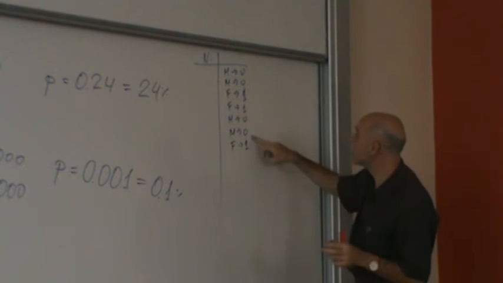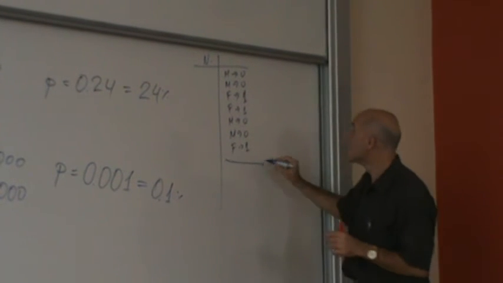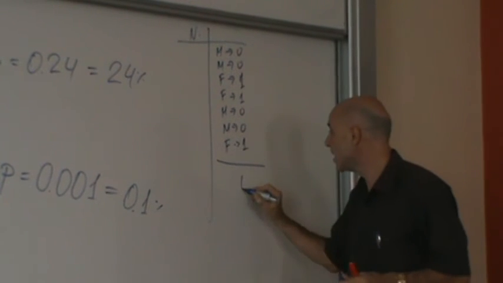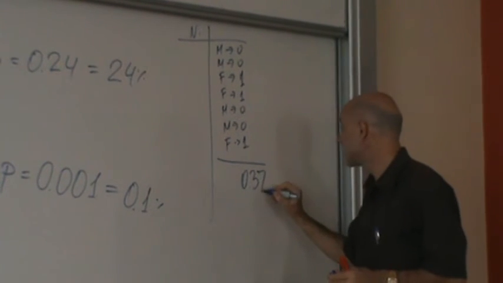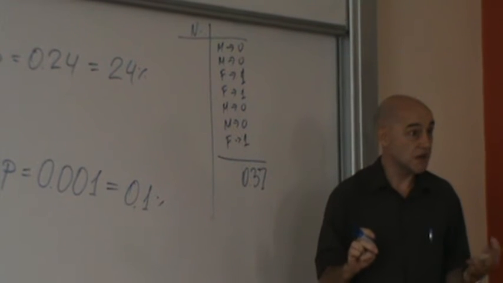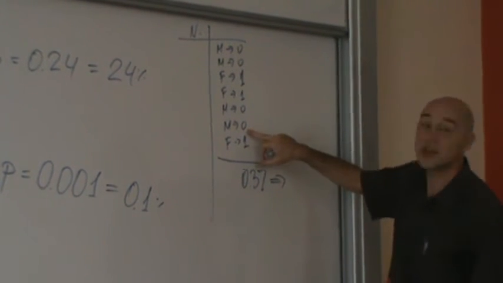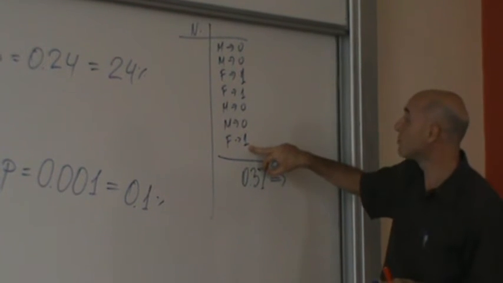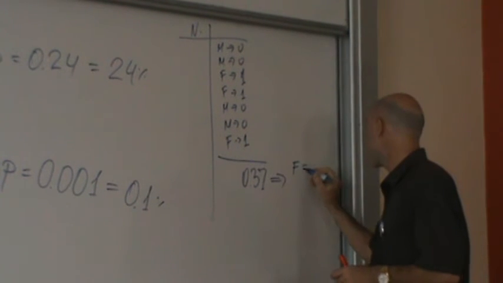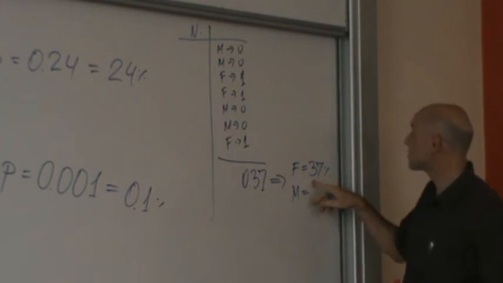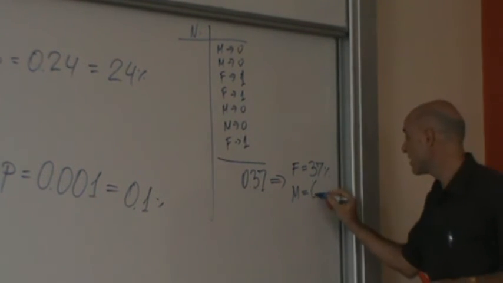And now with zeros and ones, you can take the proportion. If the mean is 0.37, this means that 37% will be ones. This means that the females are 37% and the males are 63%.